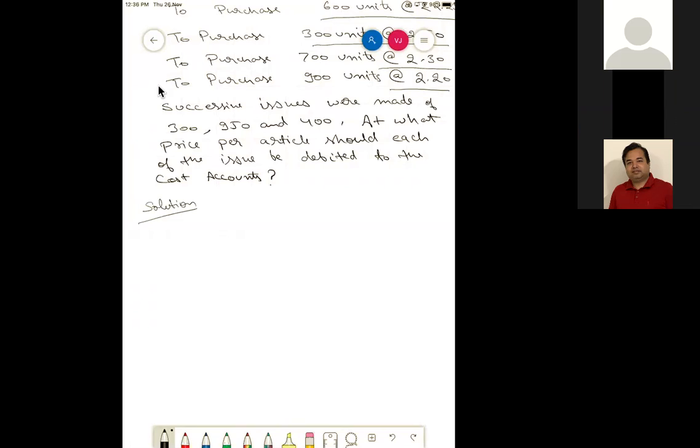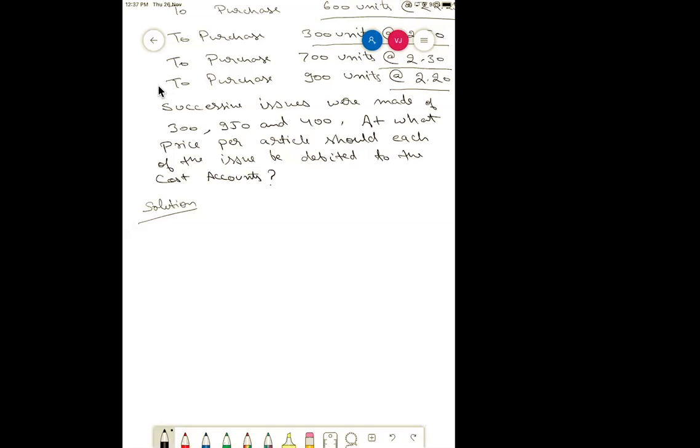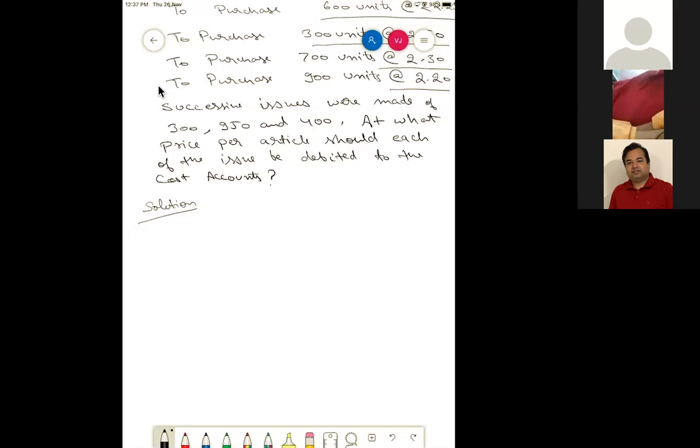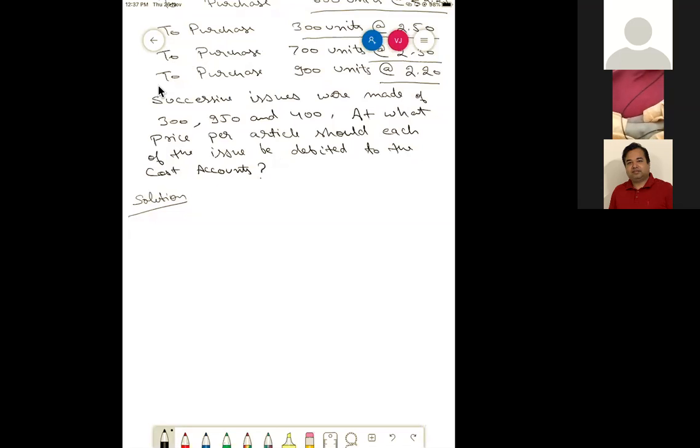In this, the date of purchase and issue is not given. So whatever is given, it is assumed that before the issue of the next lot is made, sufficient quantity is available in stock. So in the above example, the rates of purchase that you see are declining. And so in this, we would be using first in, first out.